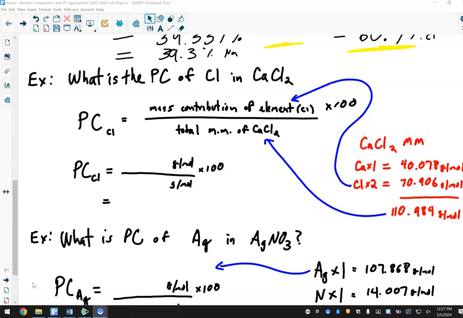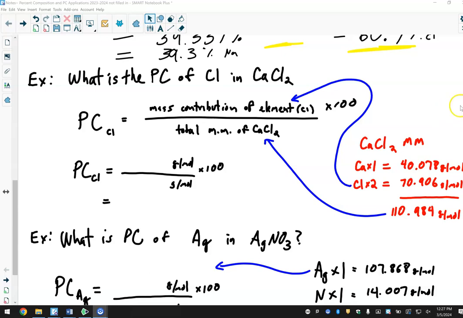So the first thing you're going to do is find the total molar mass of calcium chloride. So it's calcium times 1, 40.078, chlorine times 2, 70.906. Now if you think about it, 70.906 is what chlorine brings to this compound, right? So it's not 35.453, because that's one chlorine. But chlorine has 2 parts in this compound, so it's going to bring the 70.906.